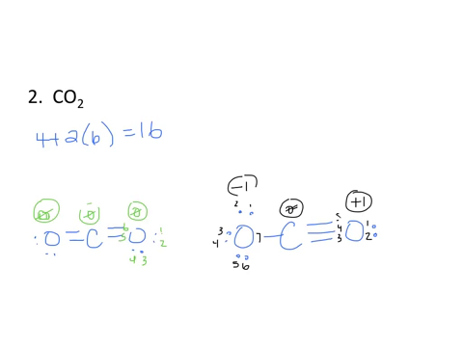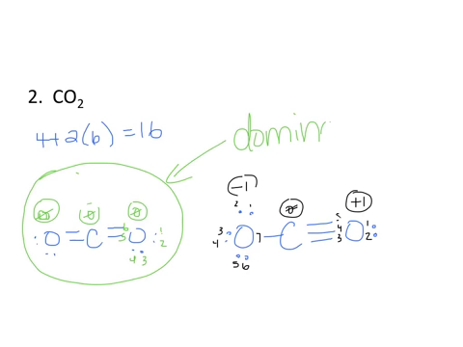Now, to determine which one of those is the most dominant, it would be the one that has the lowest formal charges. So this one over here, they're all 0, so that is your dominant one. That would be the one that you would give me as your answer.